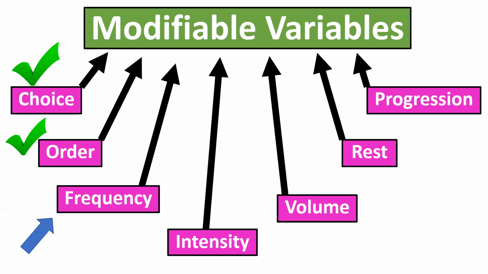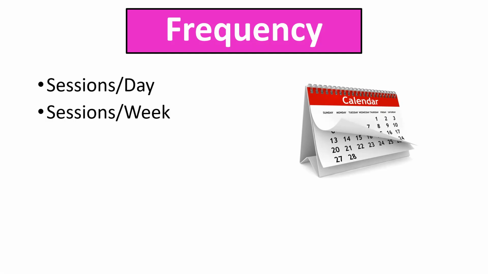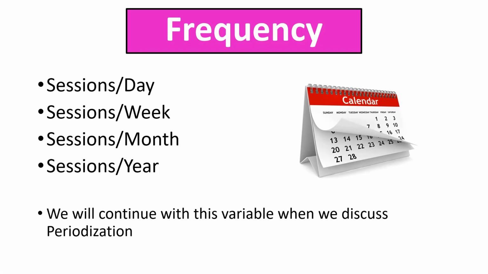So frequency, when it comes to program design, is looking at how often we train. So how many sessions we have per day, how many sessions we have per week, per month, per year. And this will continue a little bit more when it comes into how we periodize training, because our training frequency per week may change, or training sessions per month may change, or year. It will change throughout the year.